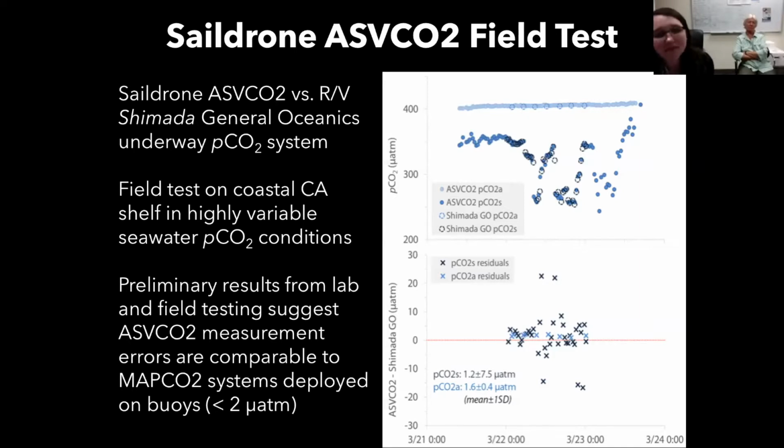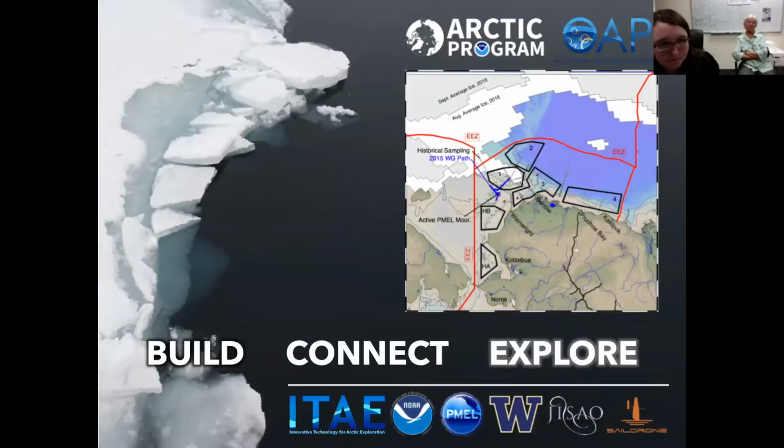But we'll be really happy this year if the only thing that happens is that we prove that the sail drone CO2 system, the ASV CO2 system, will work in the really highly turbulent waters in Bering Strait, and whether it'll work in the really cold temperatures that we'll encounter in the Chukchi Sea. So those are our engineering developments.